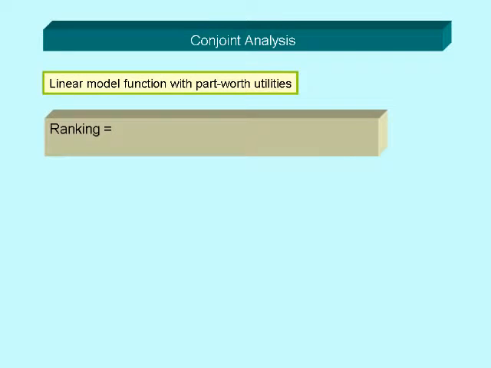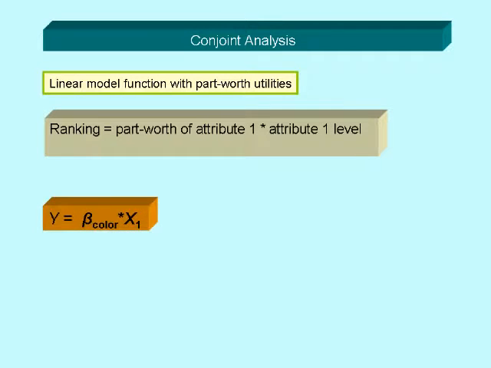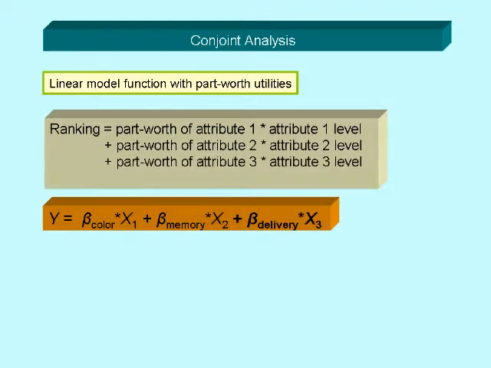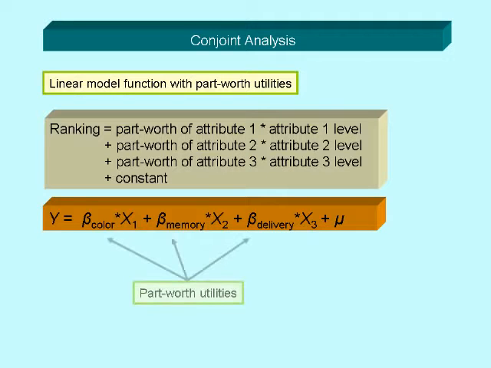The ranking is expressed as part-worth of attribute 1, color, multiplied by the level for attribute 1, -1 or +1, plus the part-worth of attribute 2 multiplied by the level for attribute 2, plus part-worth of attribute 3 multiplied by the level for attribute 3, plus a constant. As a mathematical equation it's shown here, where beta are the part-worth utilities.